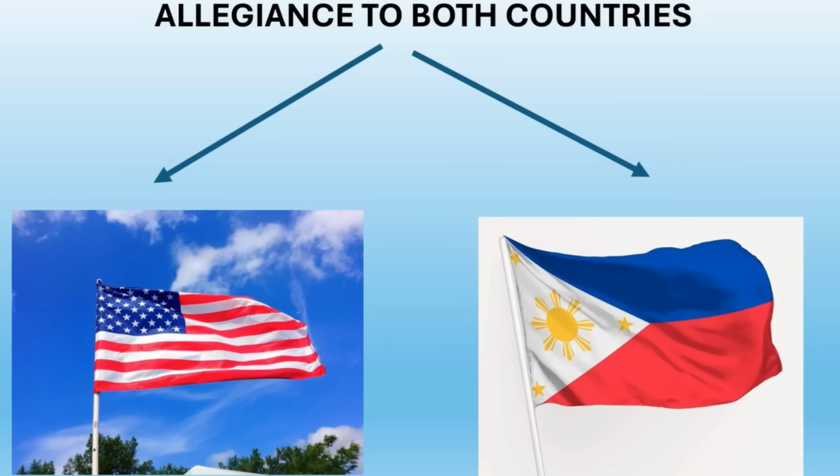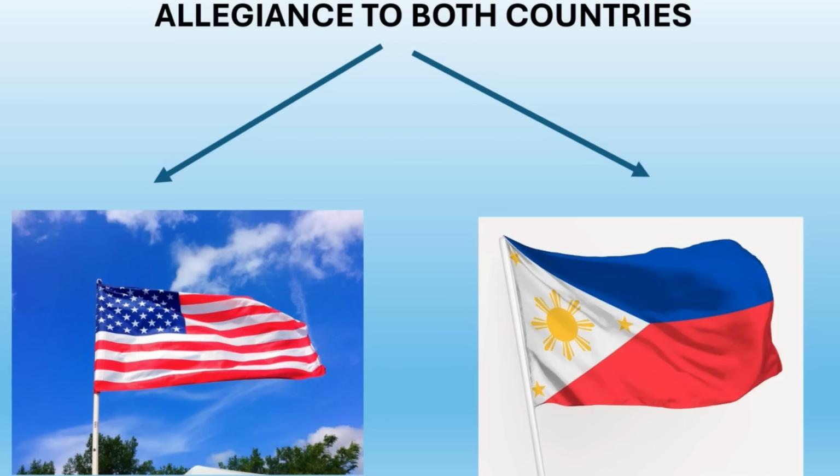First reason is the allegiance to both countries. So let me explain this concept. What does it mean to have allegiance to both countries? It means that you are bound by the laws, by the restrictions and obligations of both countries. For example, if you live in the US, you must be bound by US laws, and if you are in the Philippines, you must also be bound by Philippine laws.